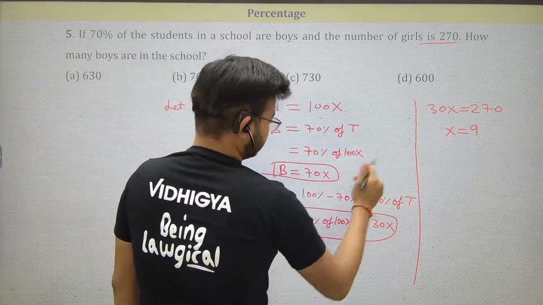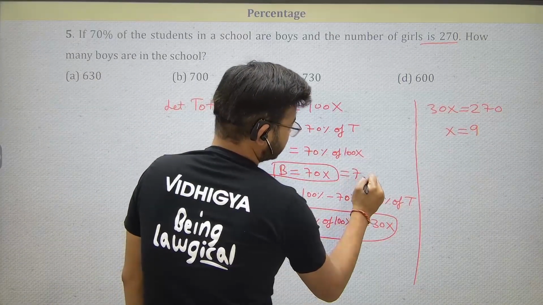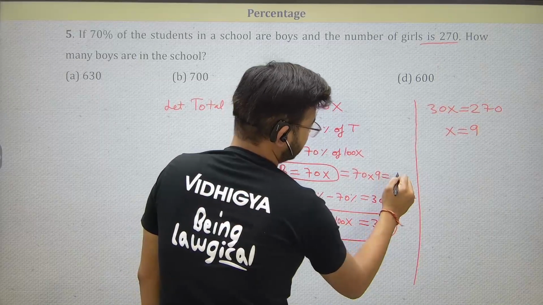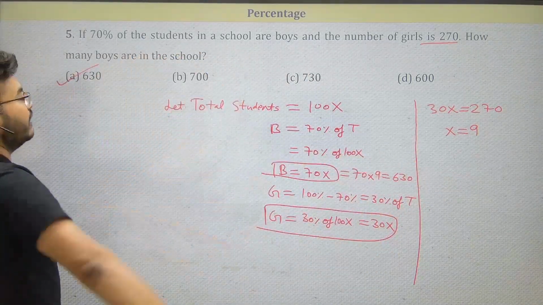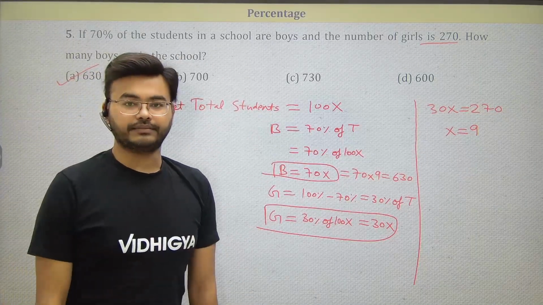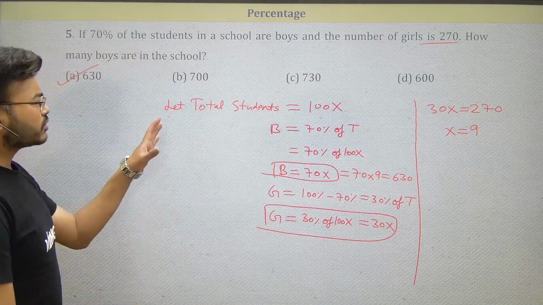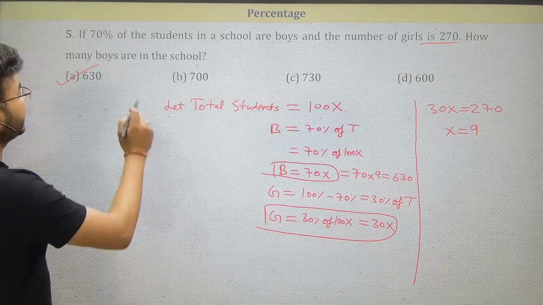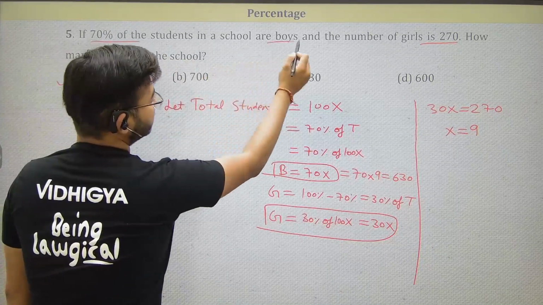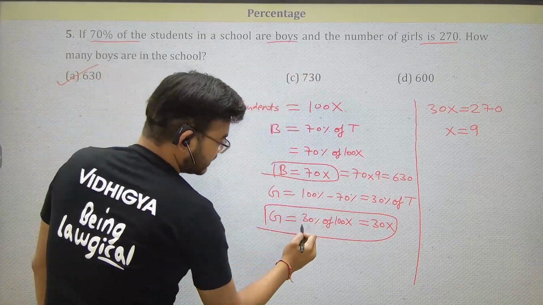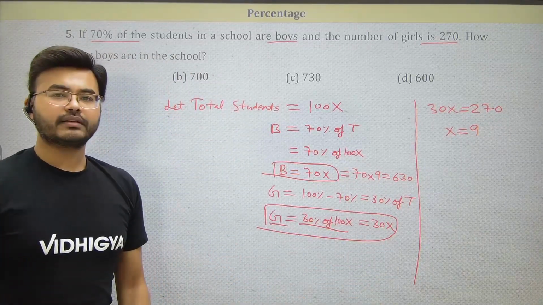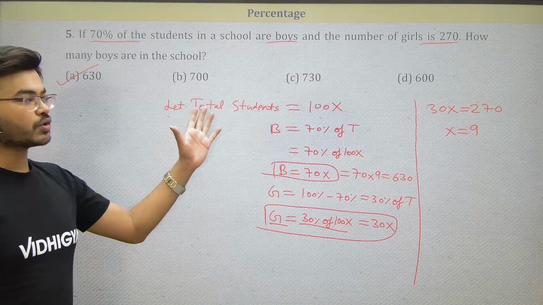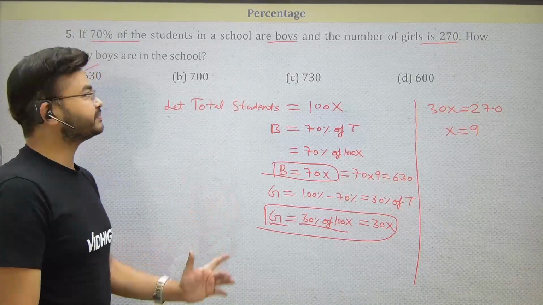The value of x is 9. So the total number of boys will be 70 into 9. So that will be equal to 630. So the answer will be A, 630. The only thing in this question we needed to keep in mind was that 70% were boys. That meant that 30% will be girls. That was the only thing we needed to keep in mind in order to solve this particular question.